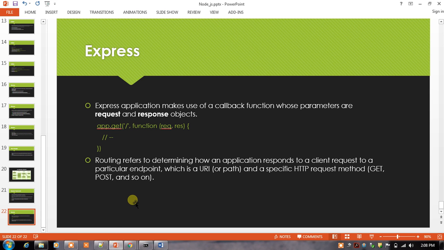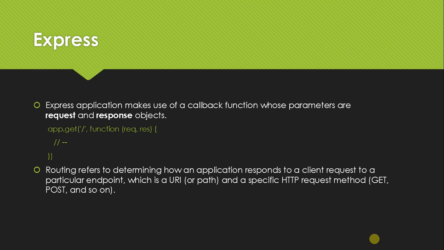An Express application makes use of a callback function whose parameters are request and response objects. The request object represents the HTTP request and has properties for the request query string, parameters, body, HTTP headers, and so on. The response object represents the HTTP response that an Express app sends when it gets an HTTP request. We can print the request and response objects, which provide a lot of information related to the HTTP request and response, including cookies, sessions, URL, etc.